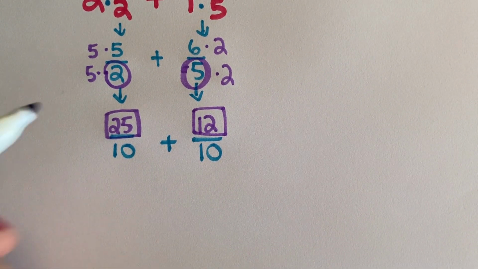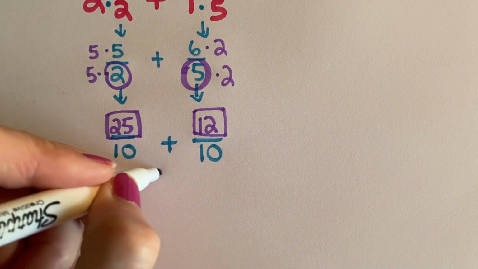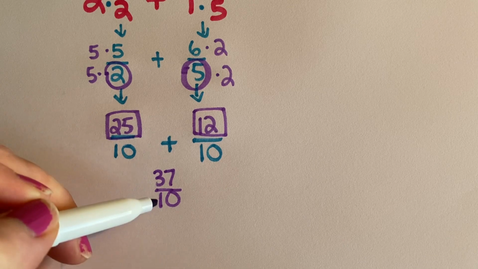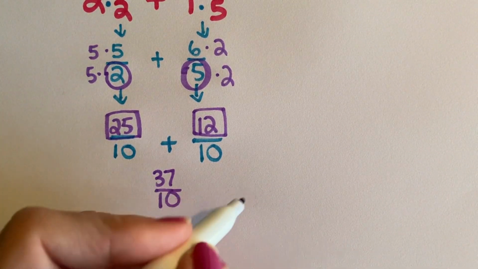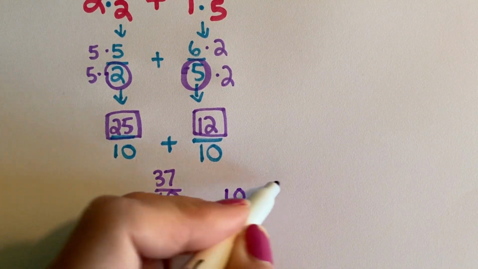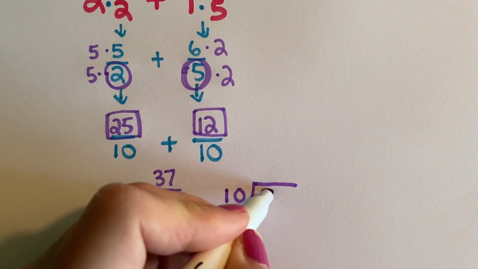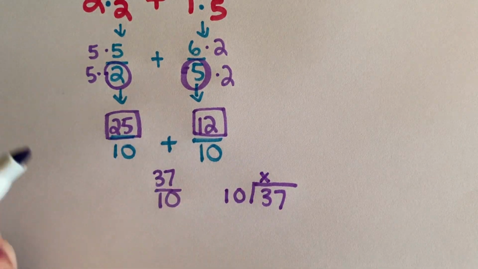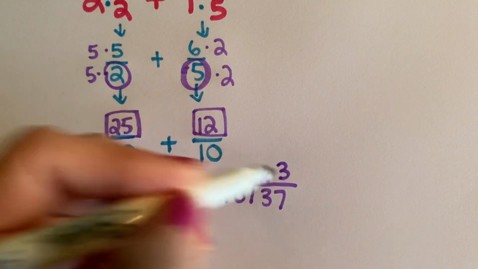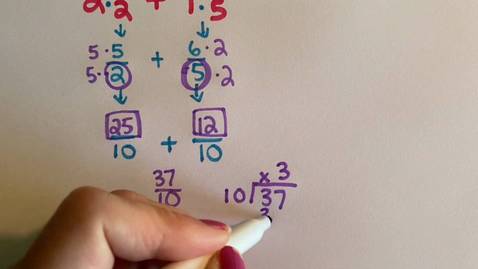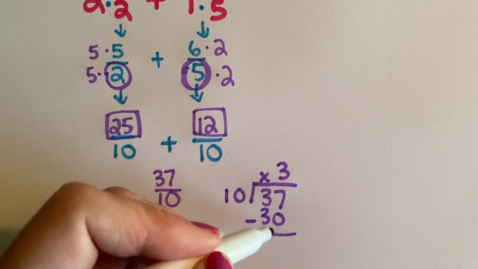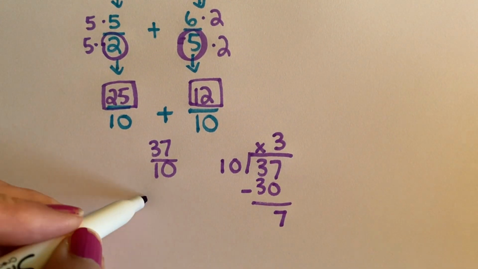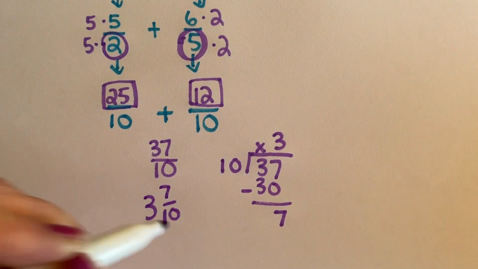If we add 25 and 12, we're going to get 37 over 10, which is clearly an improper fraction. We don't want to leave our answer like that. So let's come off to the side, or you can do it in your head. Some of you are getting really good at that. So 10 does not fit into 3, but it does fit into 37 3 times. 3 times 10 is 30. And we subtract and we get 7. So I'm going to go with a final answer of 3 7/10.